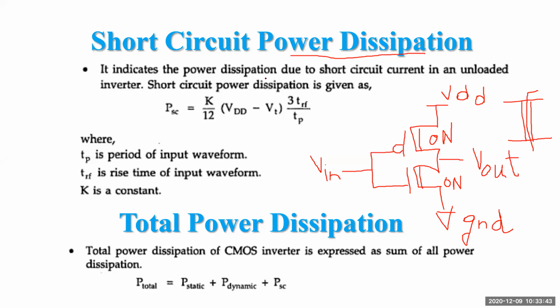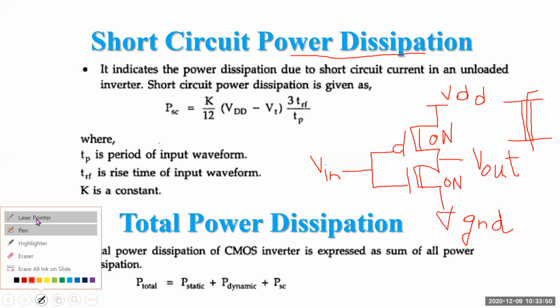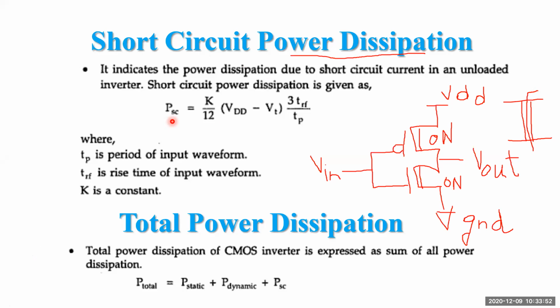And the formula for the short circuit power dissipation is given as P short circuit is equal to K over 12 into (VDD minus VT), that is, VDD minus the threshold voltage, into T times of RF. RF is nothing else but the rise time of the input wave, where TP is nothing else but the period of the wave.